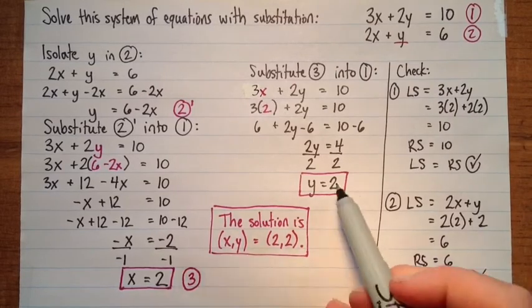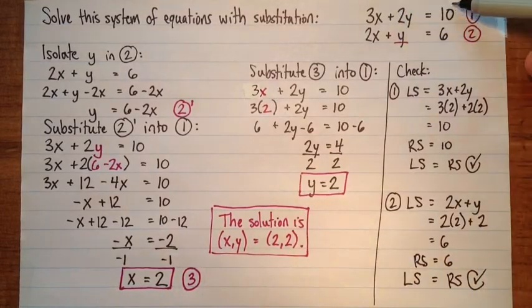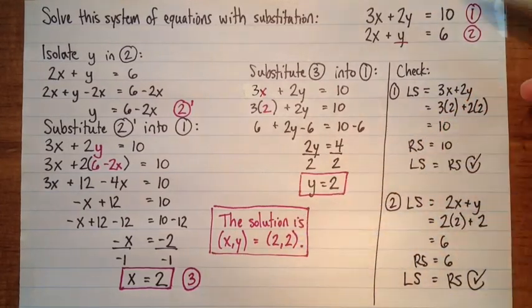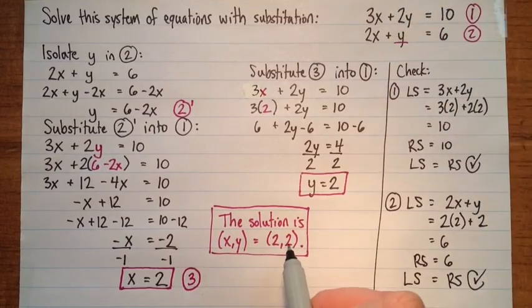Because we found the values of x and y that, when we substitute into both of the equations, are true, this is the solution to the system. If we were solving this graphically, we would graph these two equations and see where they cross each other, which would be at the point (2, 2). So the solution to this system is the point (2, 2).